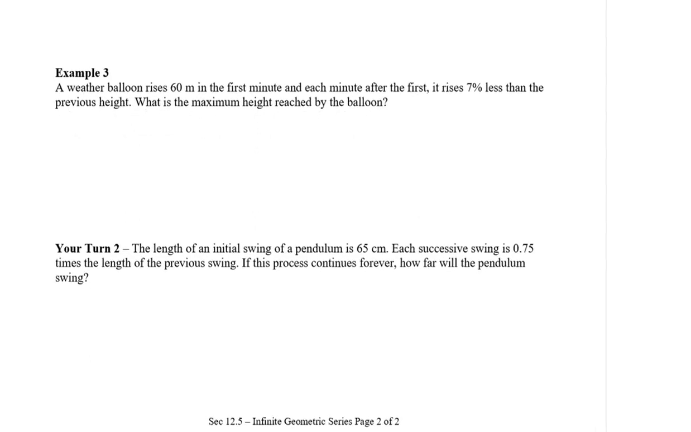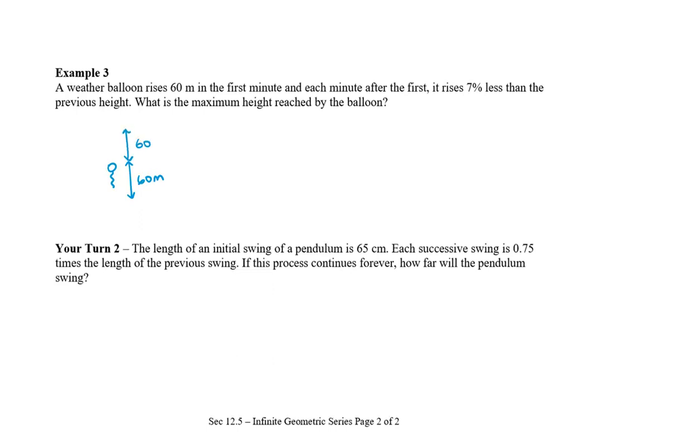So we have a weather balloon. It rises 60 meters in the first minute, and each minute after the first, it rises 7% less than the previous height. So what is the maximum height reached by the balloon? So we're assuming that, let's say there's a balloon, it goes up 60 meters. Okay. And then it goes up again, but not as high as before.